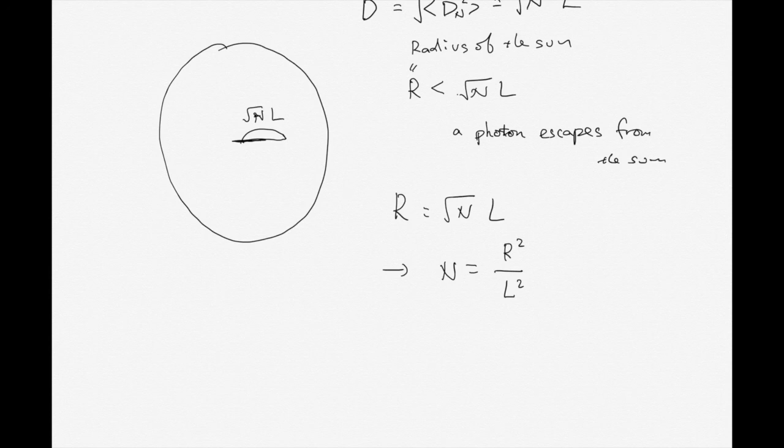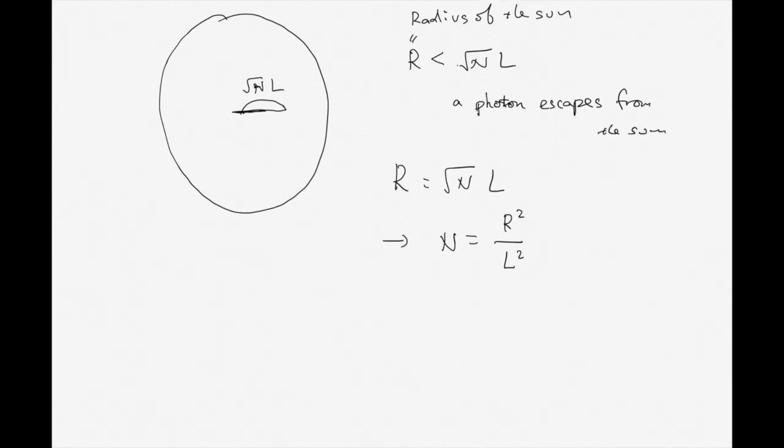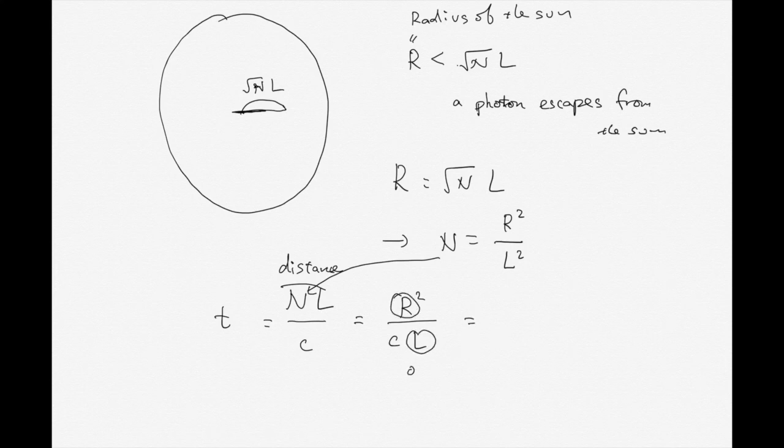So the total distance for a photon to travel is given by n times l. By dividing the total distance by the speed of light, we can find the time. Distance divided by the speed of light gives the required time for a photon to escape. Then you can substitute n, and it becomes R squared over c l. And then you can substitute the radius of the sun, and this is 0.5 centimeters. Then you can calculate how long it takes for a photon to escape from the sun.